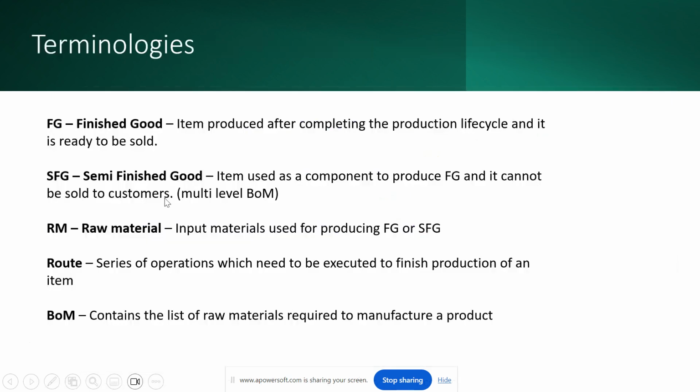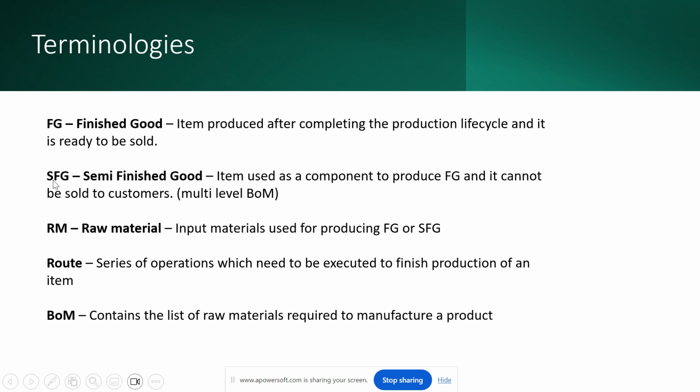So let's get into the terminologies right away. First of all, in the previous episode number one, we were also talking about FG. FG stands for finished good. Finished good is the item produced after completing the production life cycle and it is ready to be sold. If you use this particular item, you can raise a sales order and sell it to the customer. So that is a finished good item for you. Once the production is completed using all the raw materials, after that only the finished good can be produced and made available as inventory in your system.